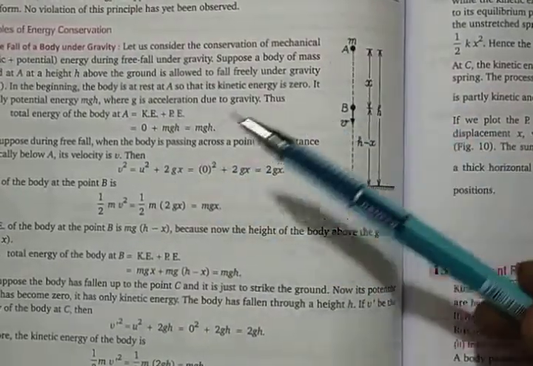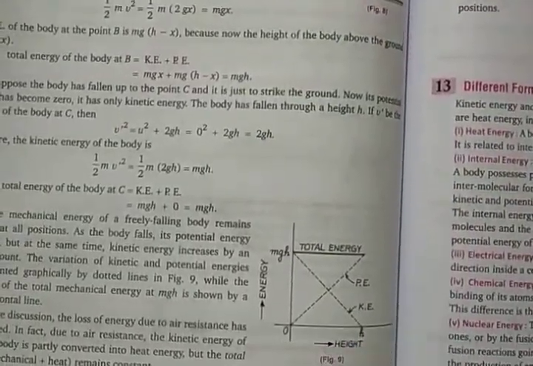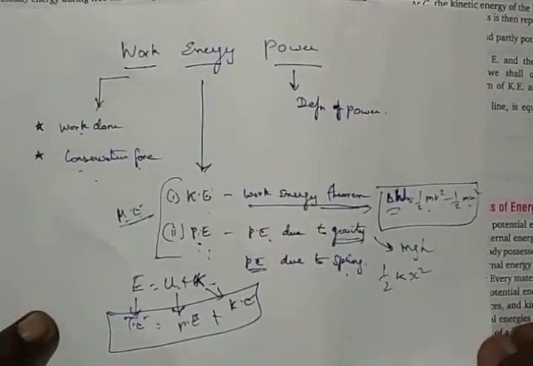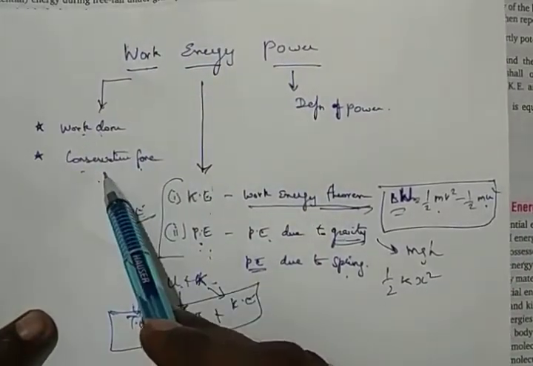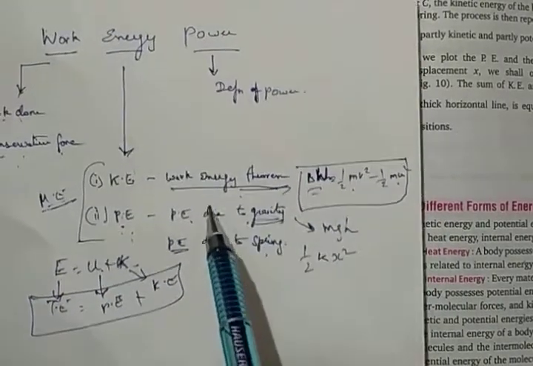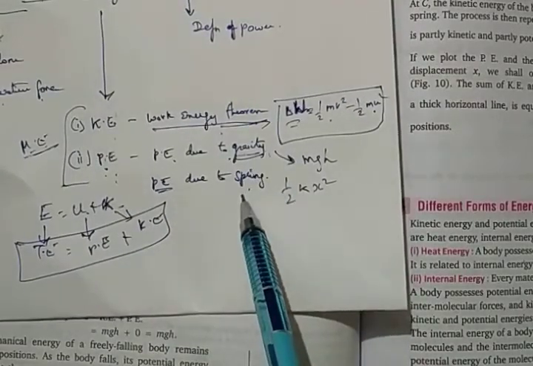So A part, what is the total energy, B part, what is the total energy, C part, what is the total energy. This whole derivation comes with the graph. So you get here the bigger picture of this one, work done and conservative force. Work energy theorem, work done due to gravity, that's what we saw about the conservation of energy also it is there. And then work energy, this one is due to the spring.